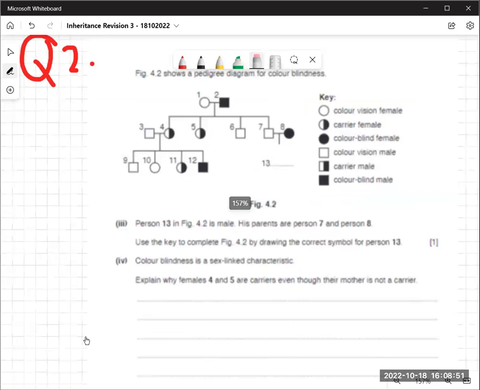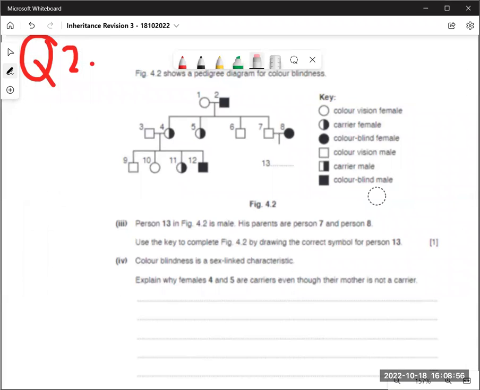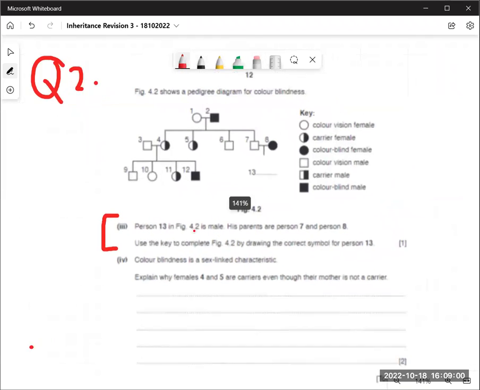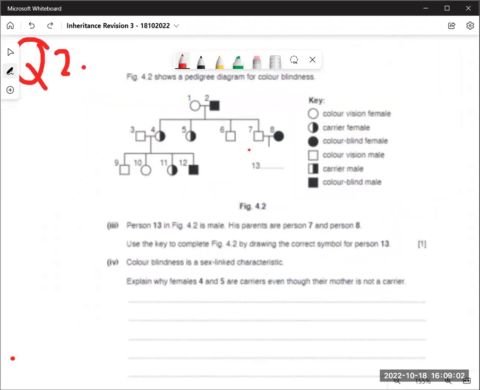All right, let's continue. Now over here, all we have to do is read the question, this one. Now continue from here, Zara. Person 13 in figure 4.2 is male. His parents are person 7 and person 8. Use the key to complete figure 4.2 by drawing the correct symbol for person 13.